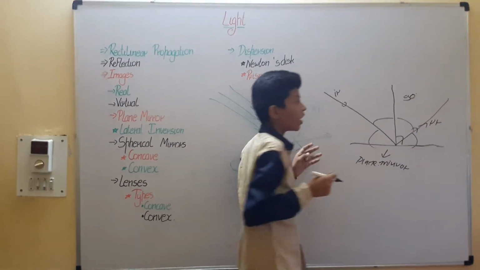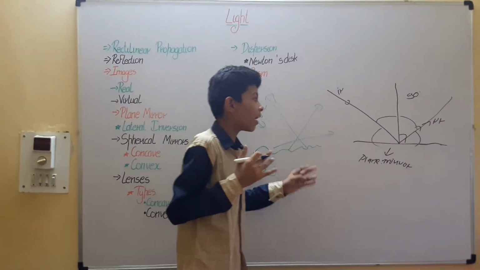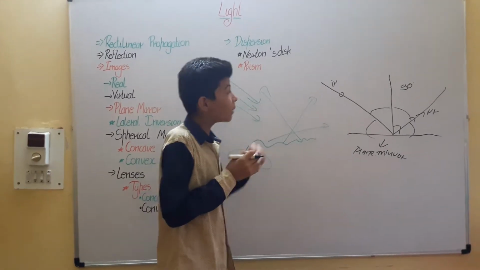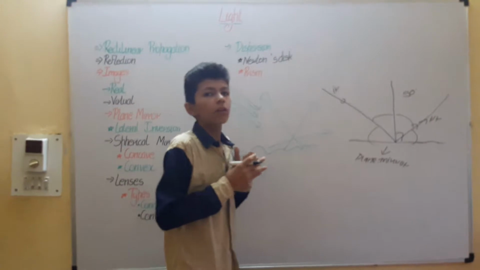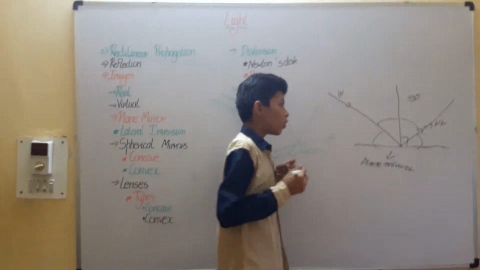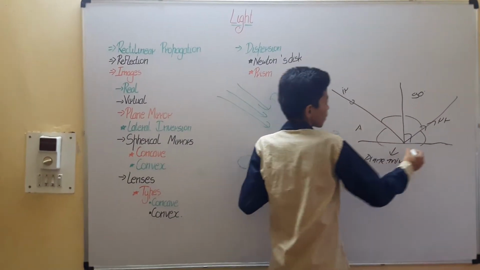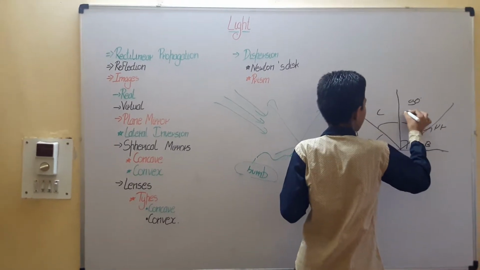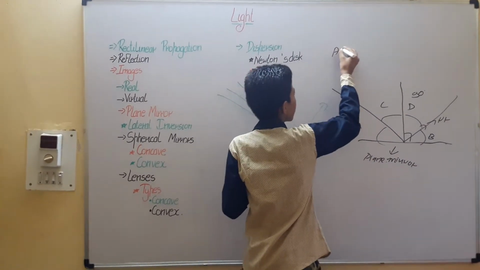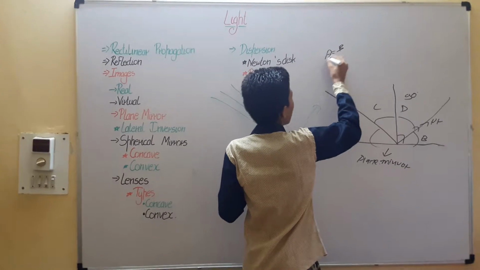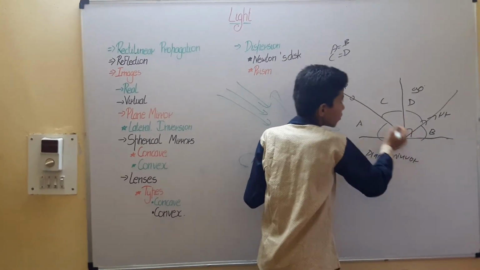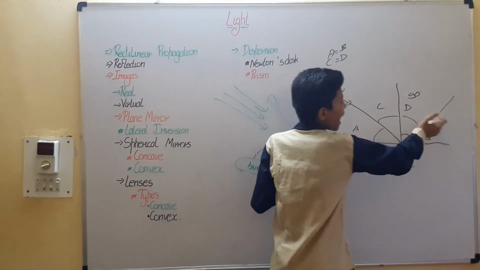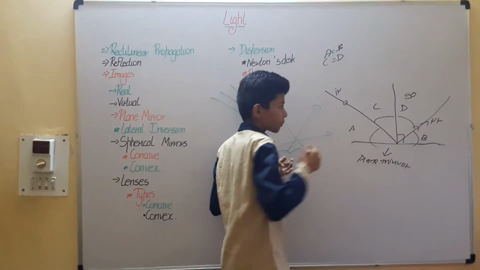But there is a small interesting phenomenon here. The angle formed by the incident ray is always equal to the angle formed by the reflected ray. If I name these angles A, B, C and D, then angle A is always equal to angle B, and angle C is always equal to angle D, because the angle formed by the incident ray is always equal to that of the reflected ray.